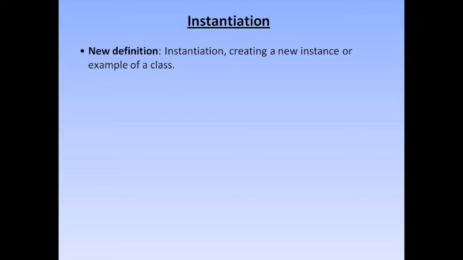Suppose the class is a type of user-defined data type. Just like variables are instantiated, though not all variables are instantiated, I must tell you. Only the primitive types can be declared without the use of new, but in the case of objects, arrays, and strings, we have to use the new keyword, which will in turn instantiate the object.